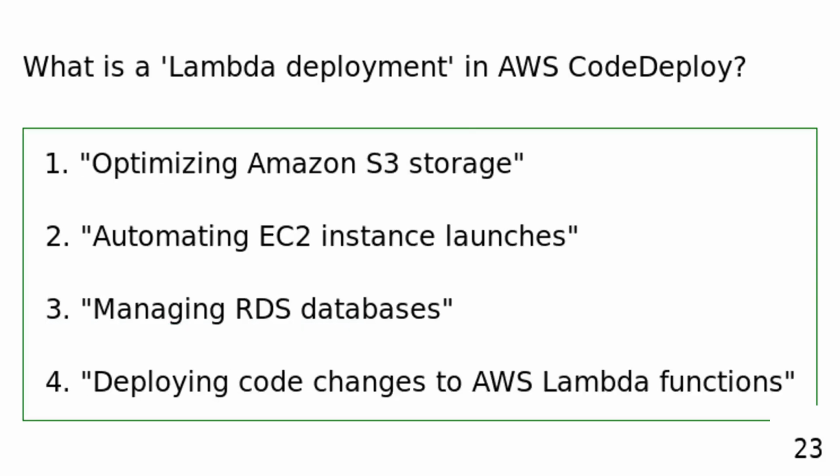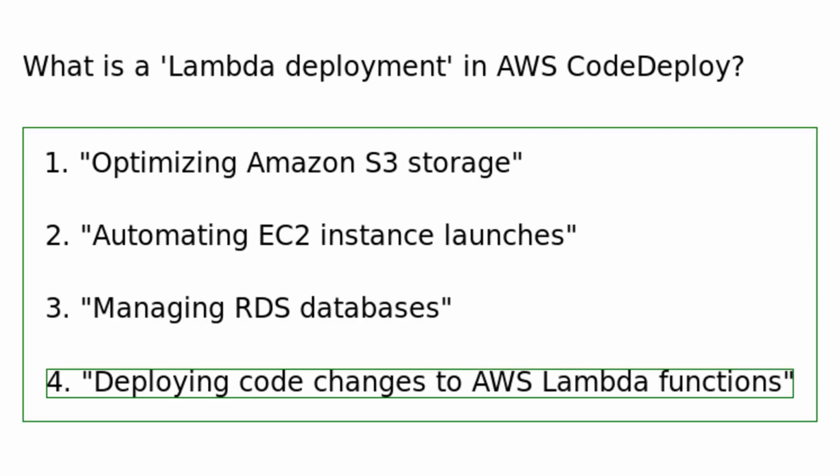What is a Lambda deployment in AWS CodeDeploy? Optimizing Amazon S3 storage. Automating EC2 instance launches. Managing RDS databases. Deploying code changes to AWS Lambda functions. A Lambda deployment in AWS CodeDeploy involves deploying code changes to AWS Lambda functions.